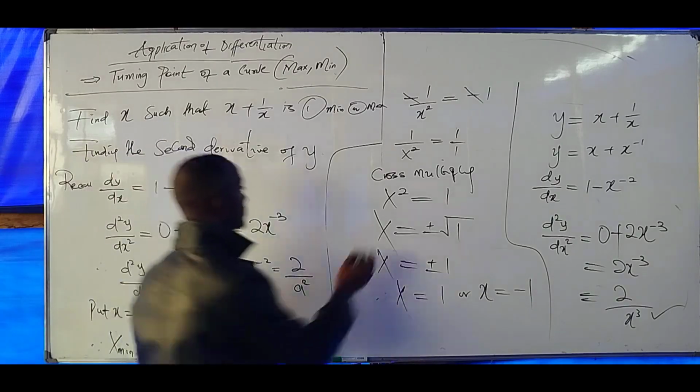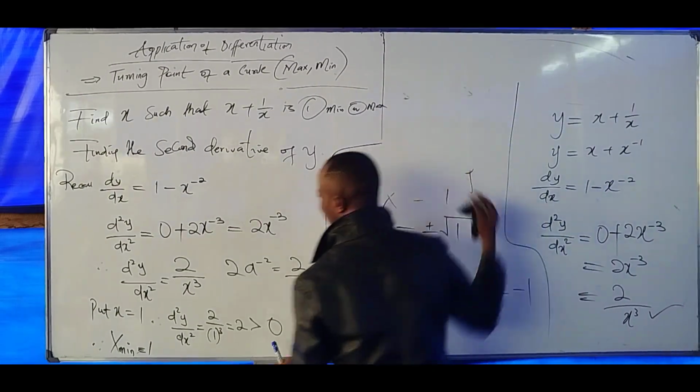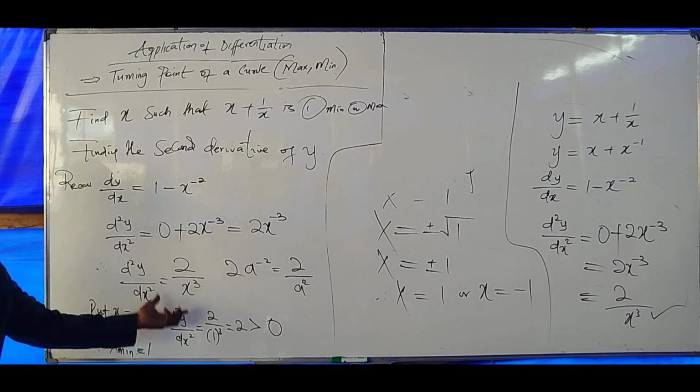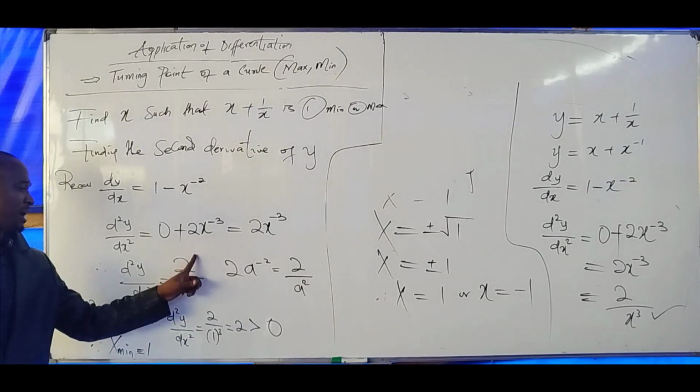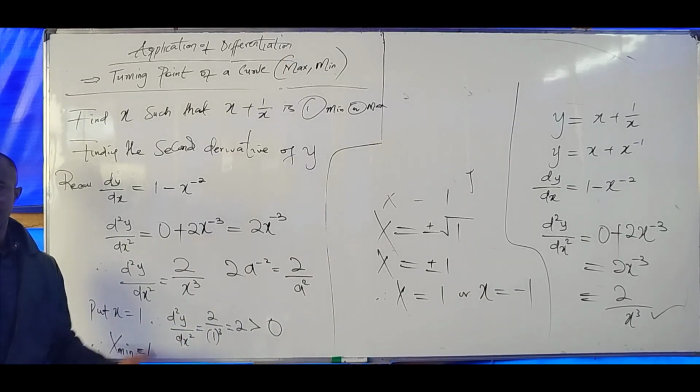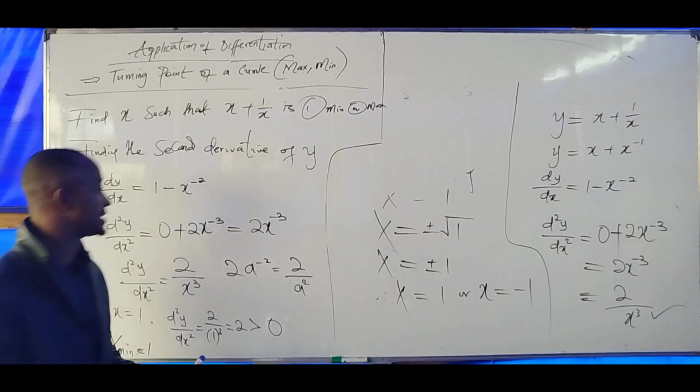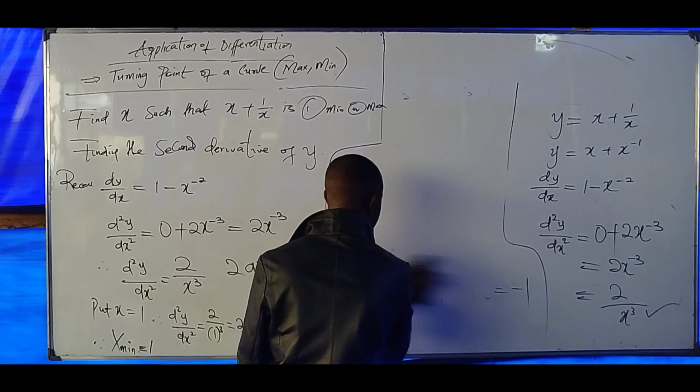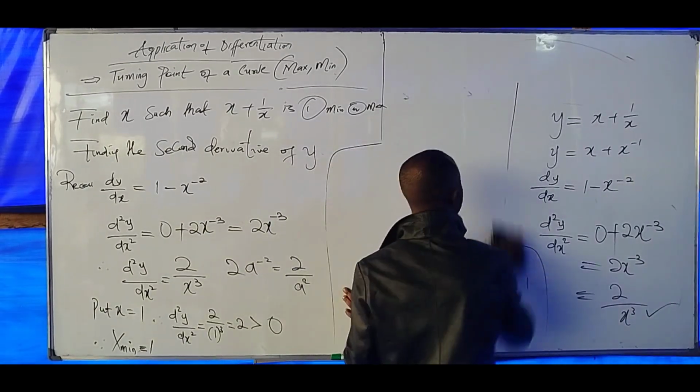Now let's look at minus 1. Minus 1 raised to 3 is minus 1. Divide 2 by minus 1, what do you have? Minus 2. Minus 2 is less than 0. So we have our x maximum at x equals minus 1. But let's try and see, right? Let's try and see.